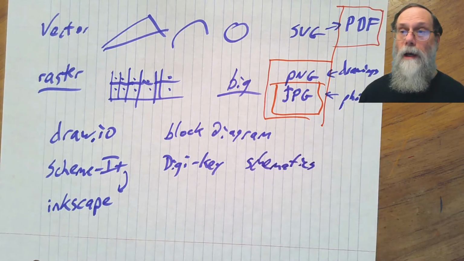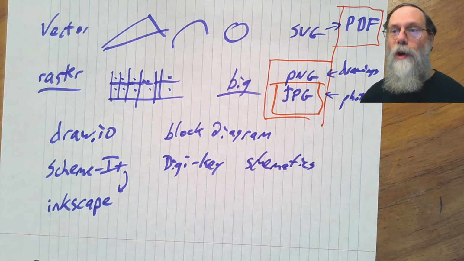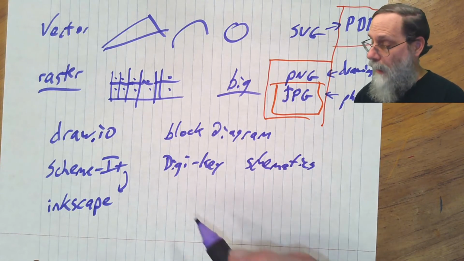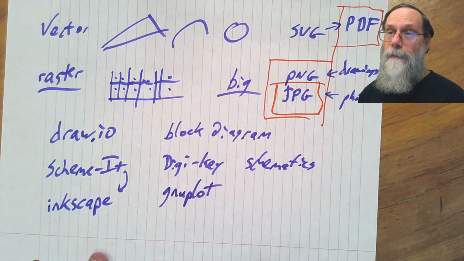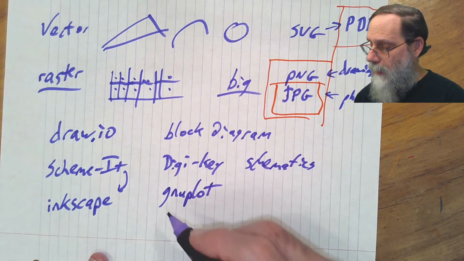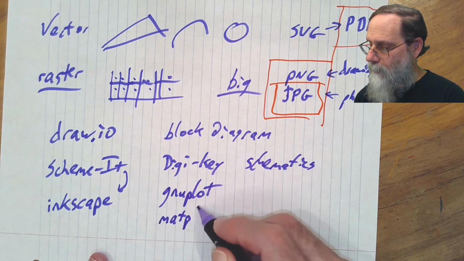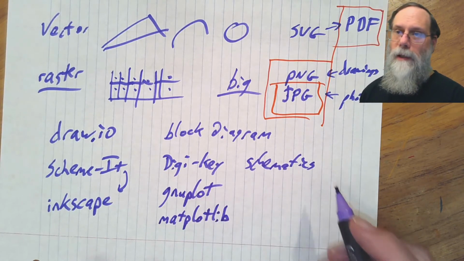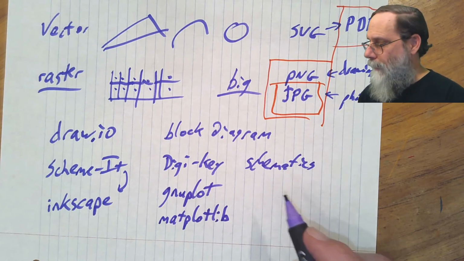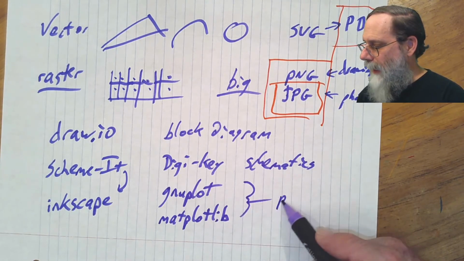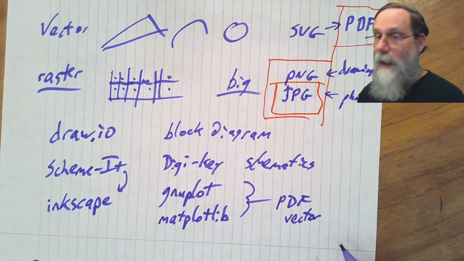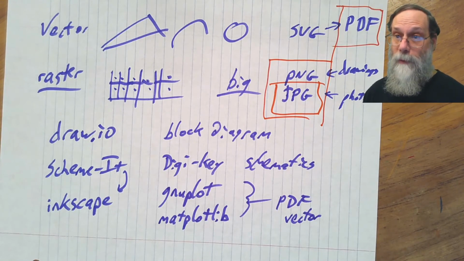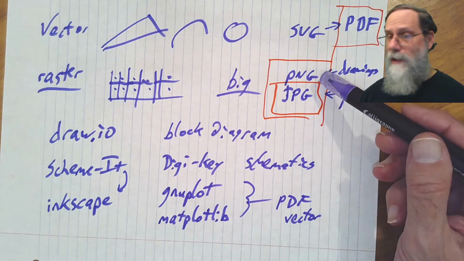are two of the main drawings that we include in design reports. The other ones tend to be graphs, and for that part I've mainly been using GNU-plot and sometimes matplotlib in Python. Both of these can produce PDF vector graphics. And you want to produce PDF vector graphics from them. You do not want to produce PNG format.